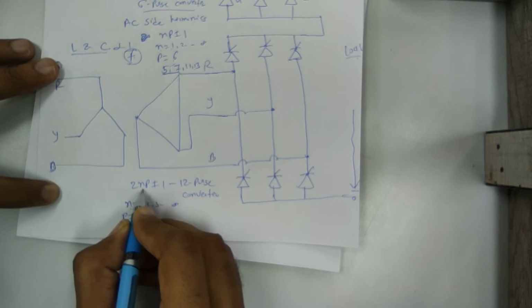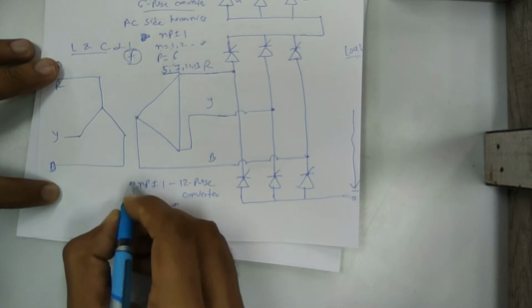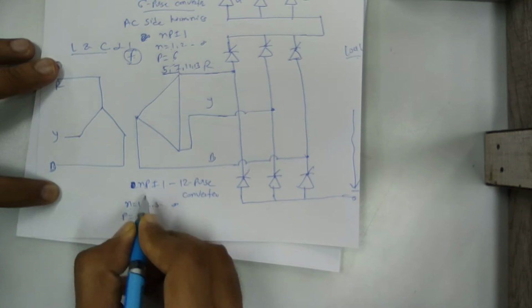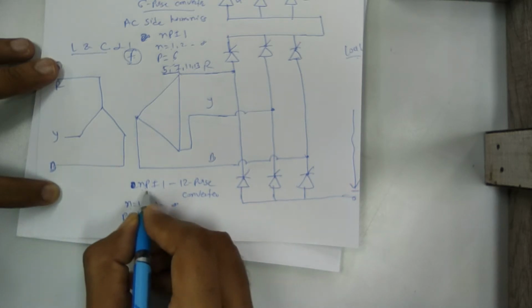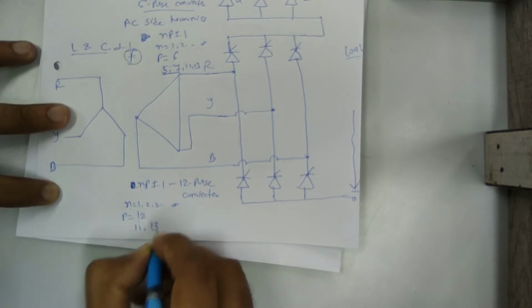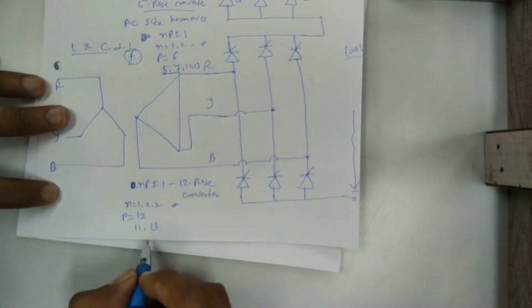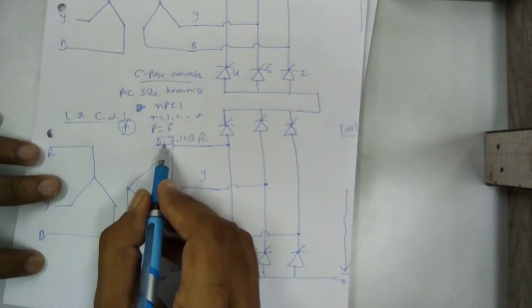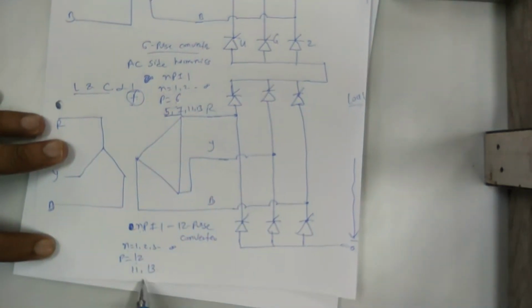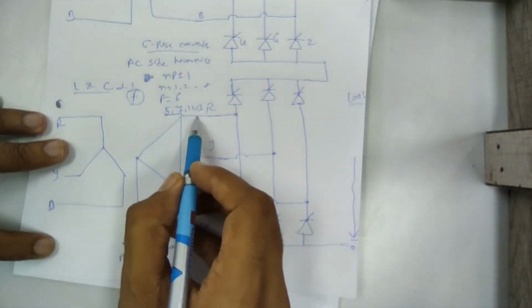So what becomes here? Sorry, here it is NP plus minus 1, not 2NP. So here P is equal to 12, N is equal to 1. So the lowest order of harmonic is 11 and 13. It means here you eliminate the 5th and 7th harmonics that you get in the 6 pulse converter. So in the 12 pulse converter you do not get the 5th and 7th harmonics.